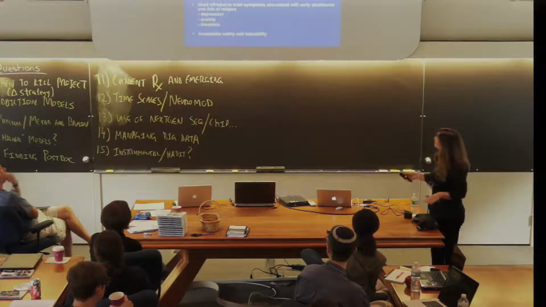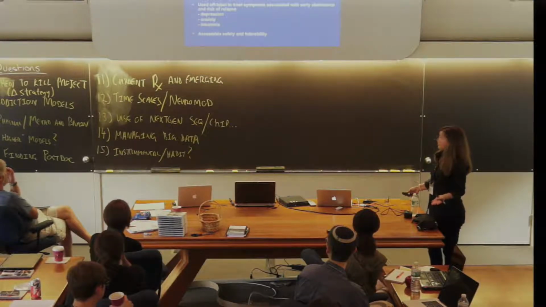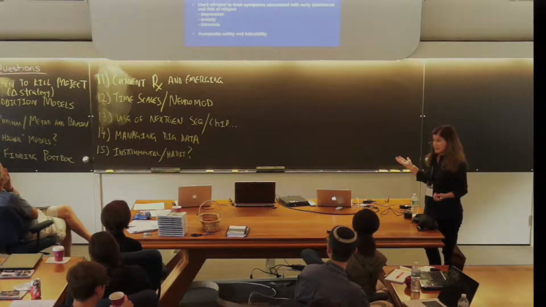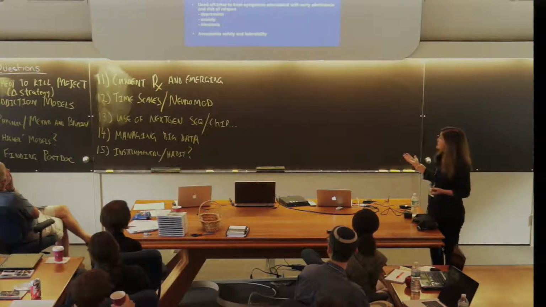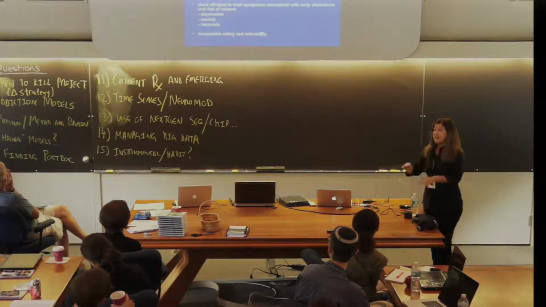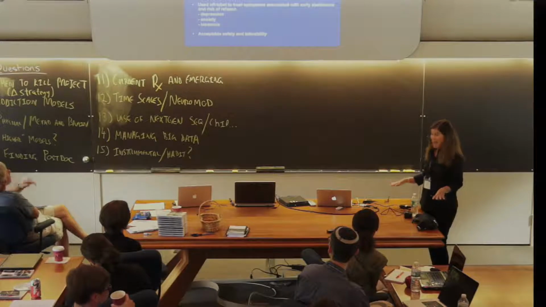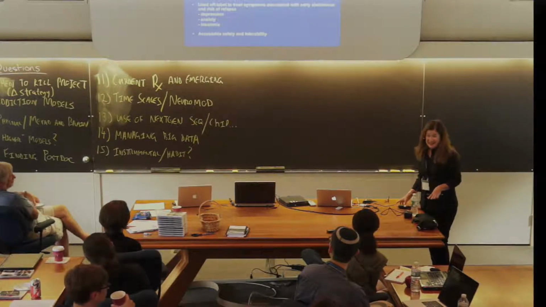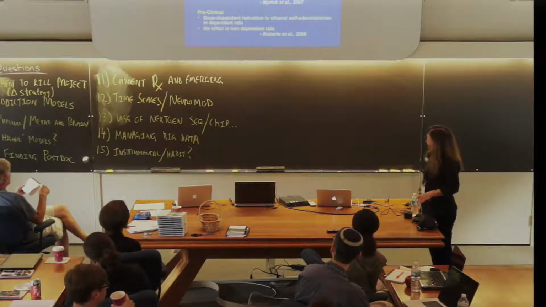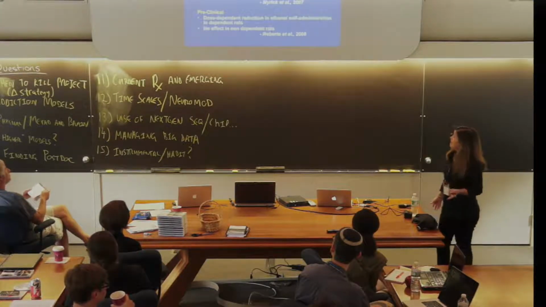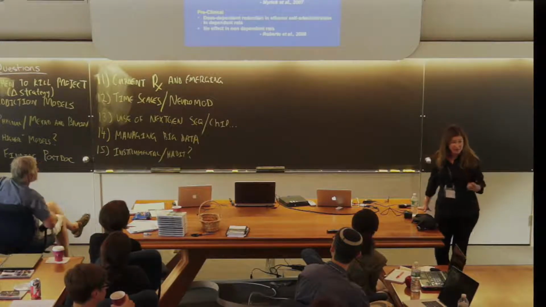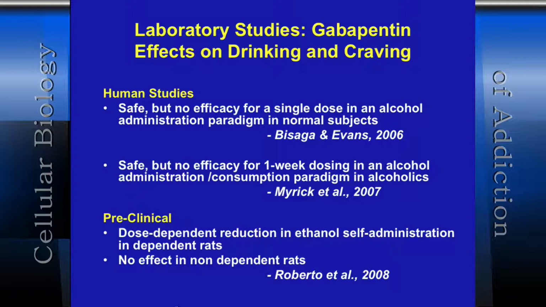It's been looked at off-label for different symptoms that are of interest in protracted abstinence, like depression, anxiety, and insomnia. It's used widely in medicine, and it has a very good safety and tolerability profile. But it had been studied in 2 human laboratory models and found to not have an effect.